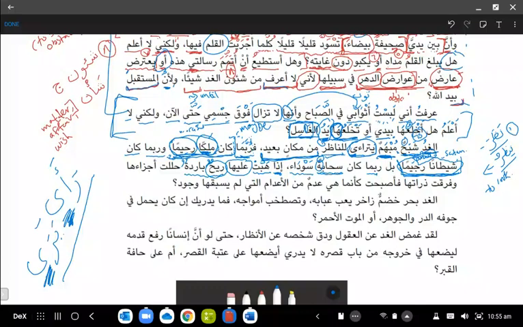The fa'il of which verb? Is it for habbat, isn't it? Fa'il of habbat. And once again here, every time you see a verb, the next thing is, where is the fa'il? Is the fa'il mustatir or is it zahir? Is it there or is it not there?